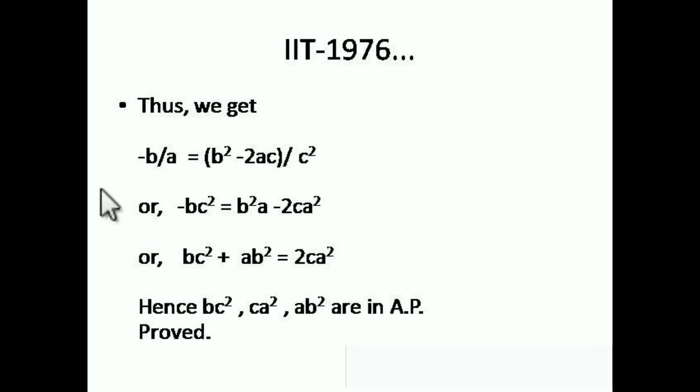Now just do the cross multiplication. So c square multiplied with minus b is minus bc square, equal to here a into b square minus 2ca square. So it becomes bc square plus ab square is equal to 2ca square, and this is the rule: if the three numbers a, b, c are in AP, then 2b is equal to c plus a. That means this and this are in AP. So bc square, ca square, and ab square are in AP. This is proved. Okay, AP, that is arithmetic progression.